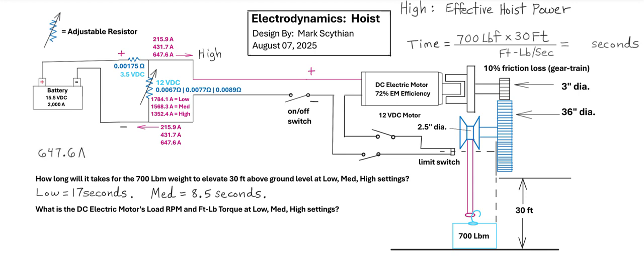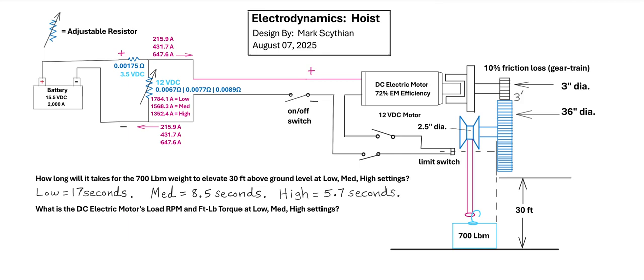And then we have our high setting, that's 647.6 amps current. So then we have an effective hoist power of 6.75 horsepower, so that's 3712.5 foot-pounds per second. And when solving into the power formula for time, we get 5.7 seconds also for the high setting. Next, we focus on the gear diameter.